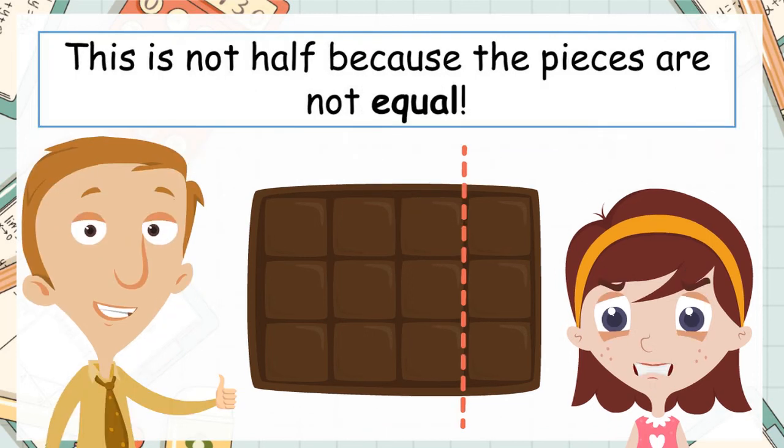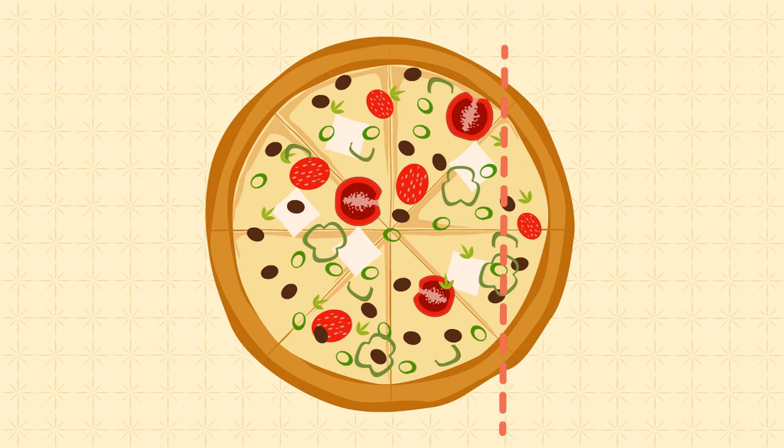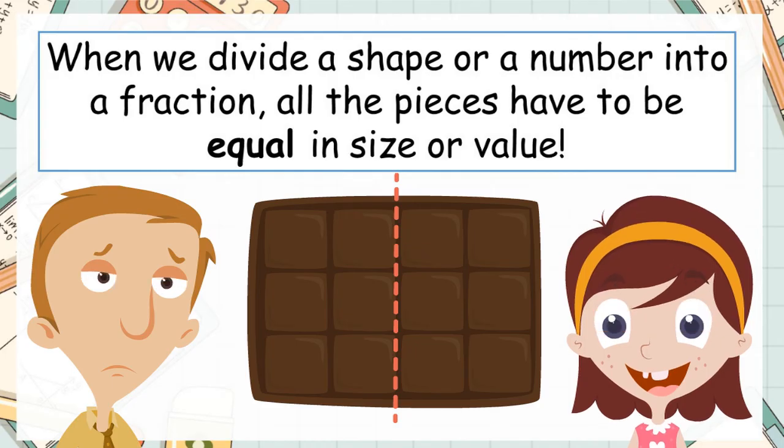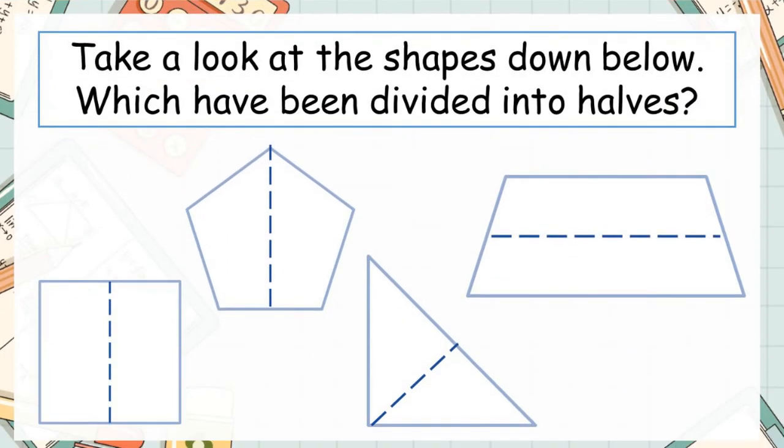So, like this chocolate bar here is not in half because the two pieces that I've divided it into are not equal. Neither was that pizza that my sister divided for us because the two parts that she broke it into were not equal in size. Even if it means that you're going to get less chocolate when you're sharing it with your little sister or brother, when we divide a shape or a number into a fraction, all of the pieces must be equal in size or value.